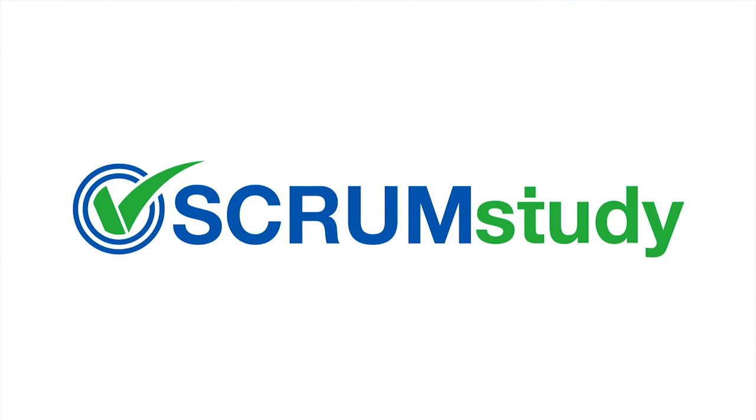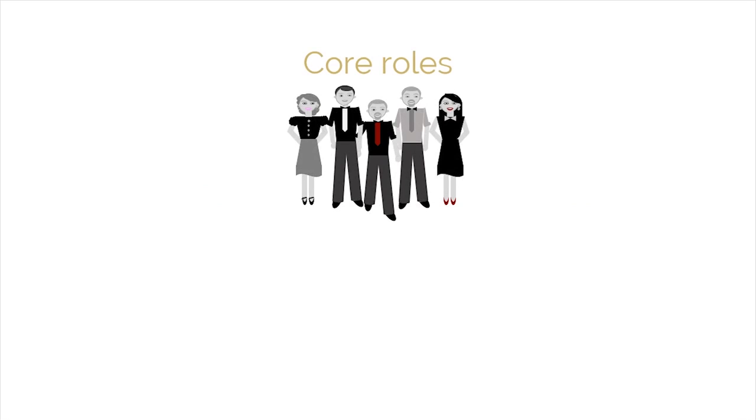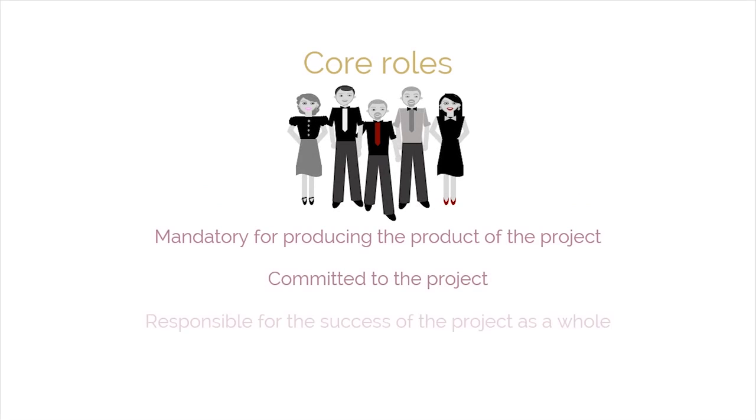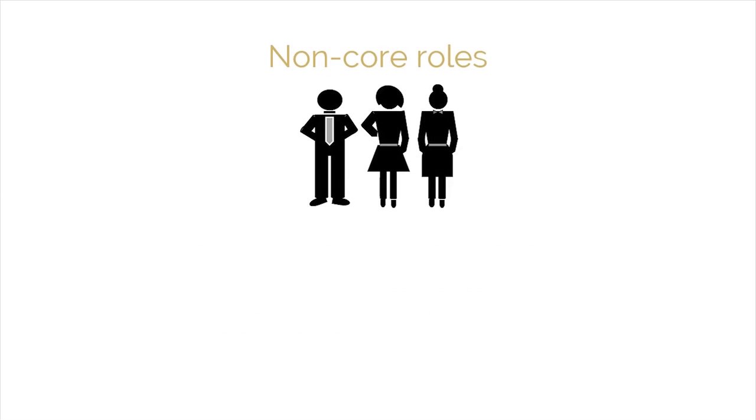This segment will introduce you to Scrum project roles. Scrum project roles fall into two broad categories. Core roles are those roles that are mandatory for producing the product of the project, that are committed to the project, and that ultimately are responsible for the success of each sprint of the project and of the project as a whole.